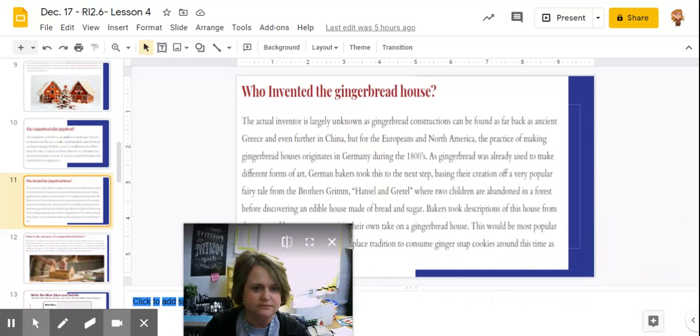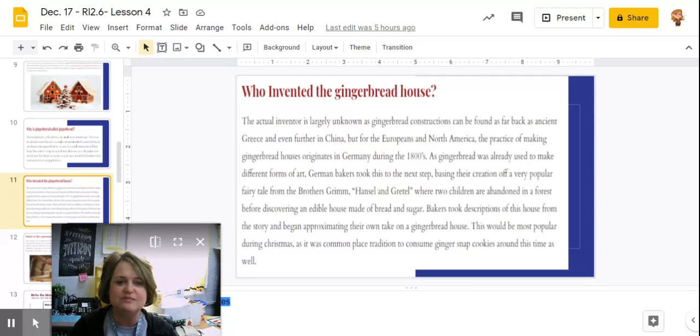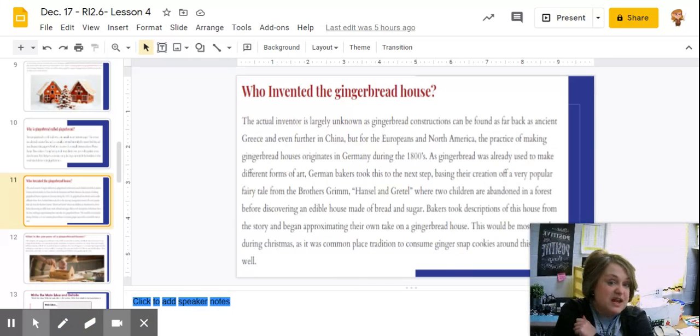This would be most popular during Christmas time, and it was a commonplace tradition to consume ginger snap cookies around this time as well. So who invented the gingerbread house? Germans in the early 1800s, after the story Hansel and Gretel.